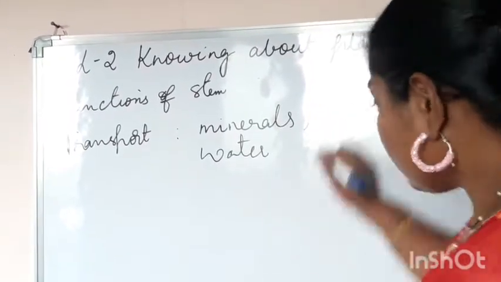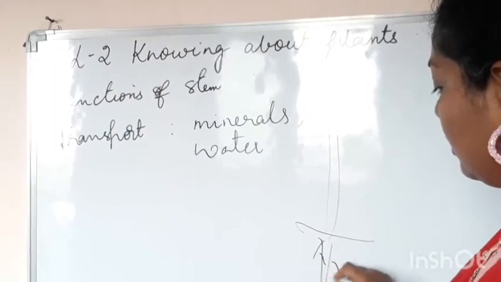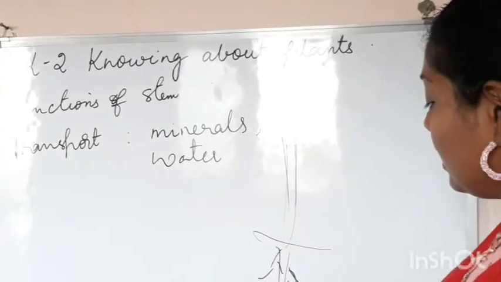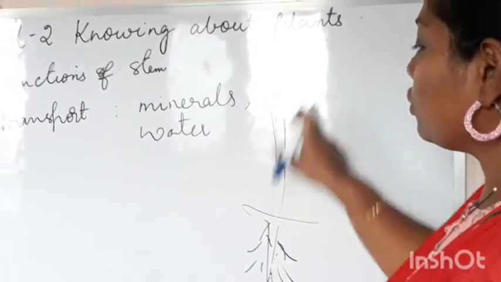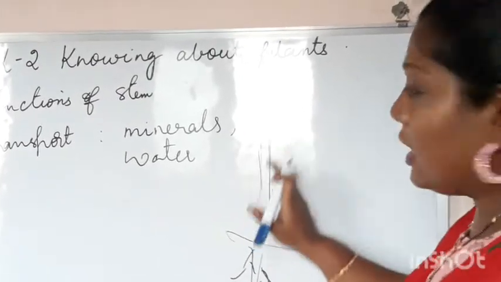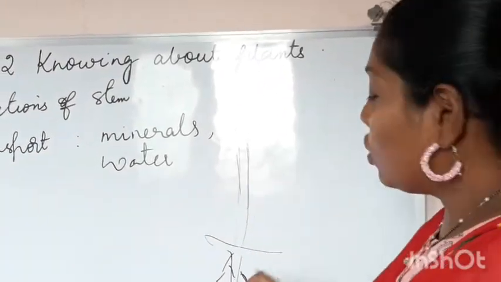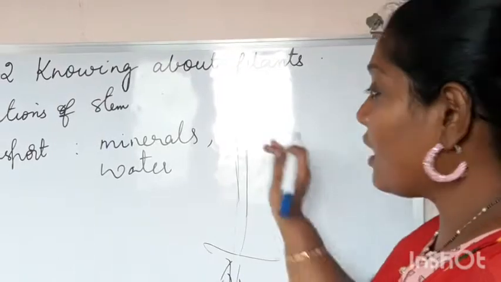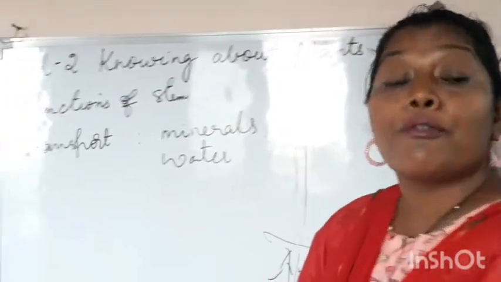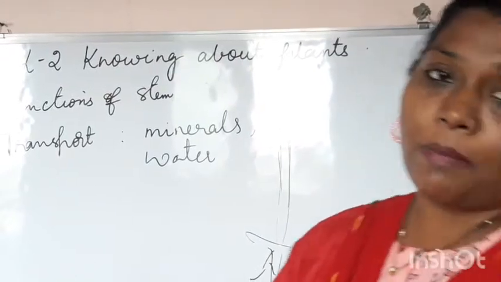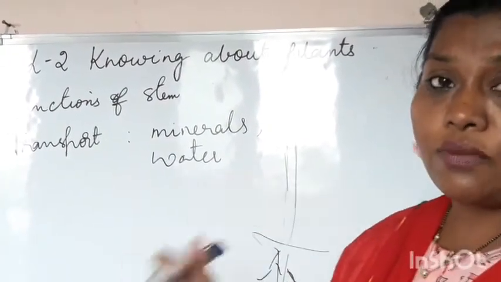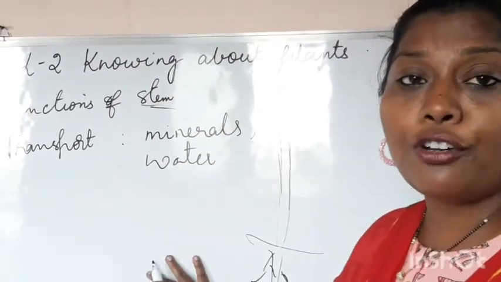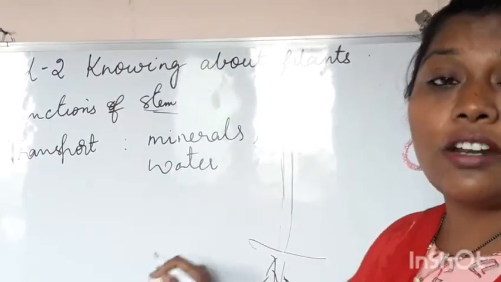So when the roots absorb the water and minerals from the soil, they have to be transported to the rest of the body, like the stem, branches, leaves, everything. This transportation is mainly done by the stem. The transporting of the minerals and the water from the roots to different parts of the plant is done by the stem. So it is playing an important role in transportation.